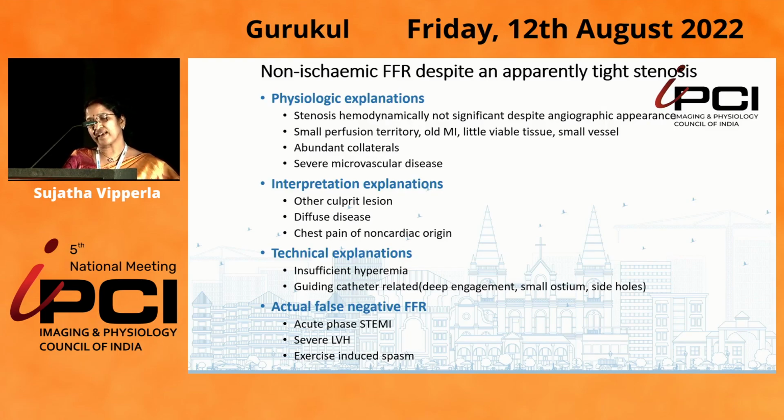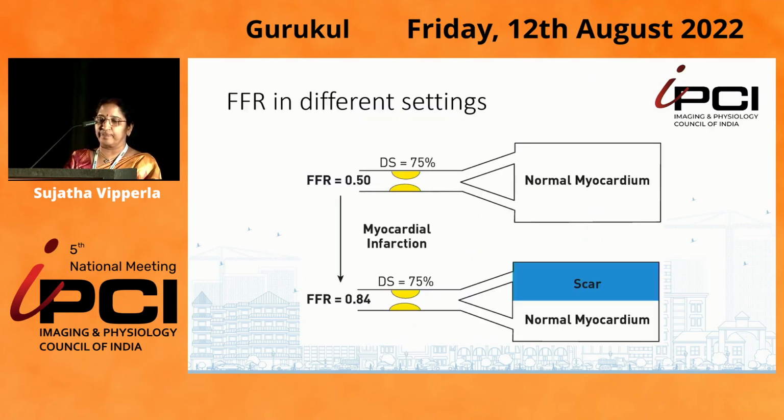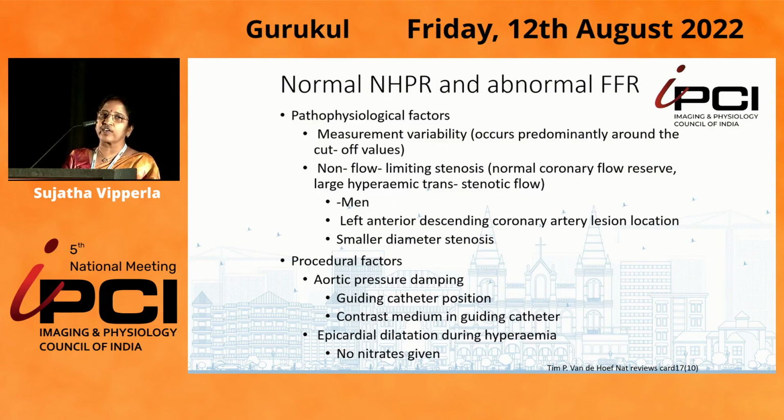You always have to rule out technical explanations. That is an insufficient hyperemia, guiding catheter, which is the most important thing before considering it non-ischemic. And you can have a false negative FFR if you're measuring in an ACS situation, severe LVH, or possibly it's an exercise-induced spasm. So this has already been shown, and the discordance has been told by Dr.